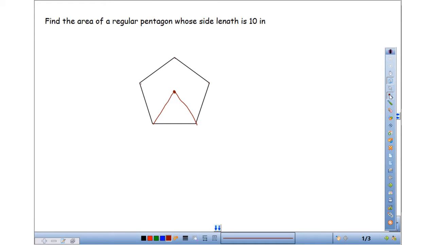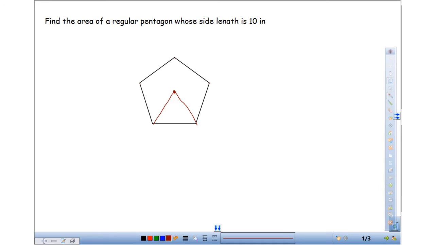Alright, so today what we're going to talk about is how to find the area of any regular polygon. So our first example here is a pentagon whose side length is 10. Now, inside the pentagon, we only care about the triangle that is formed within the vertice to center. Okay, there are 5 of those, but we really only care about one of them.